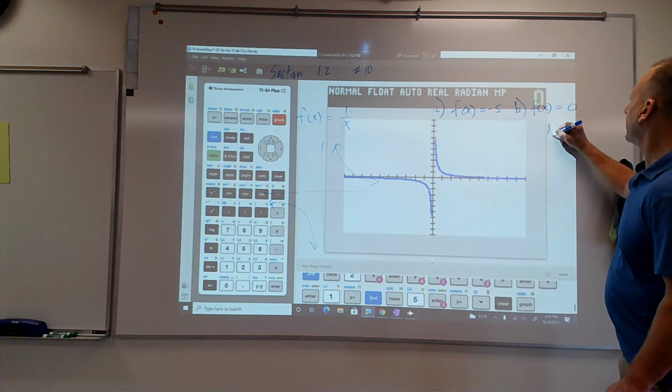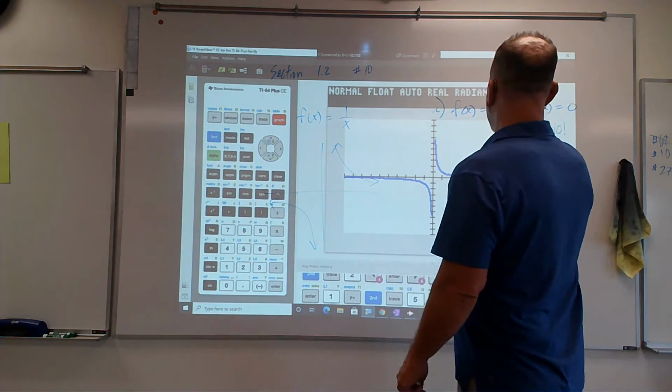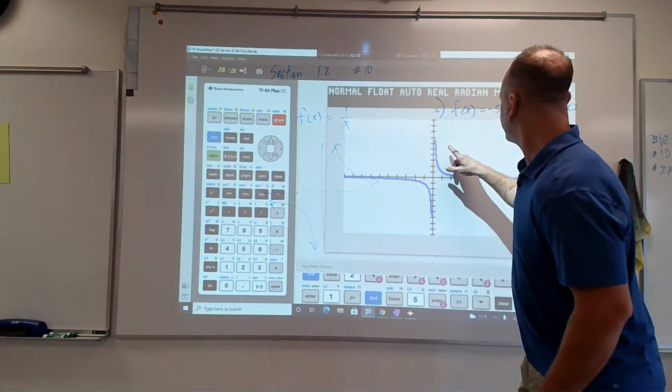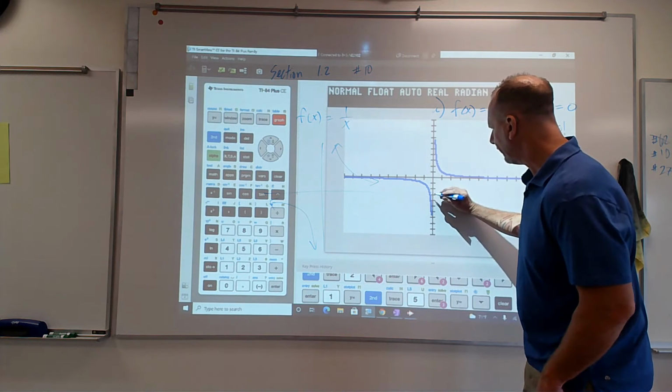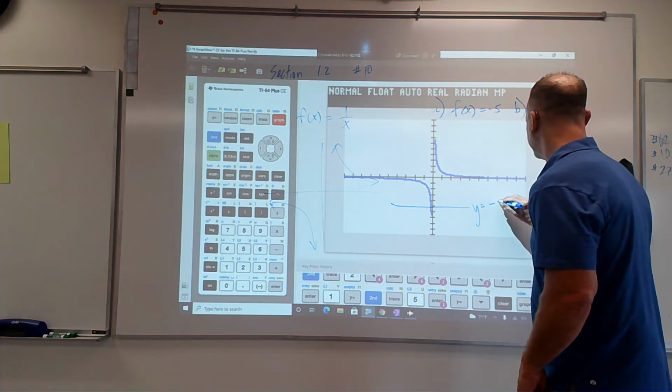So this can't be done. But this one, it can. When does it hit? When is y equal to negative 5? Negative 1, negative 2, negative 3, negative 4, negative 5. When does it hit this line? y is equal to negative 5.